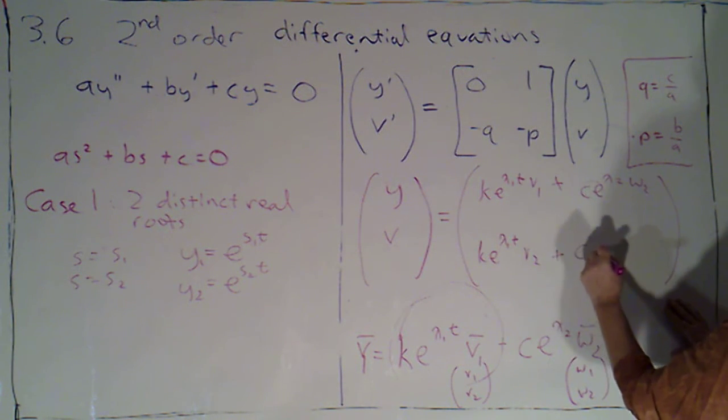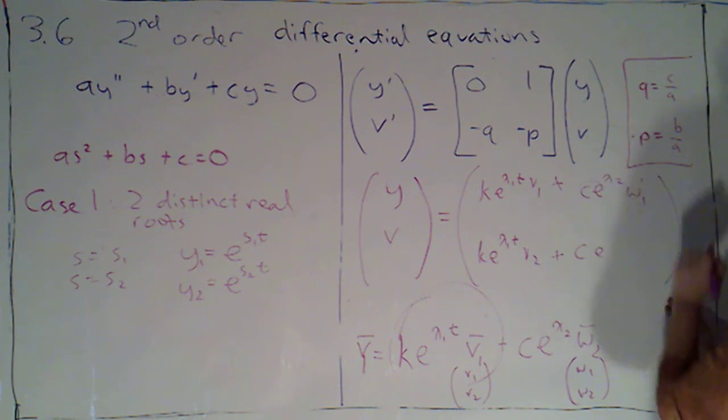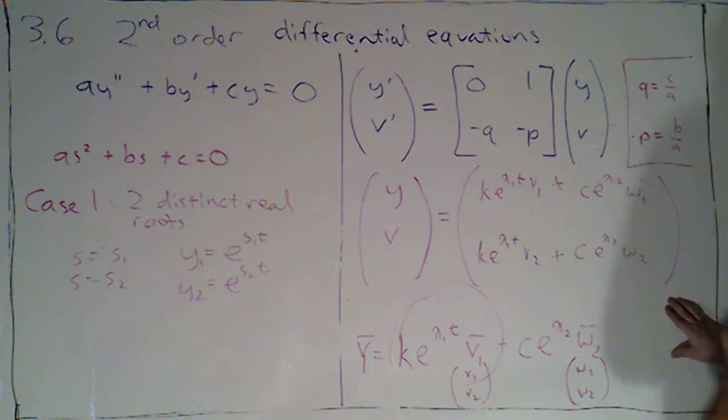plus c e to the lambda 2 times w1, c e to the lambda 2 times w2.